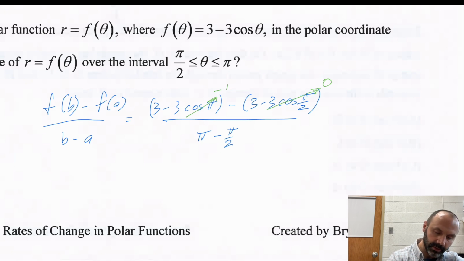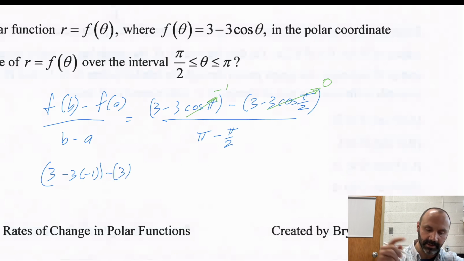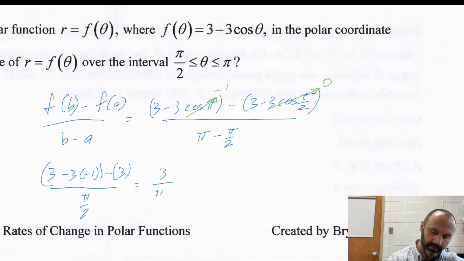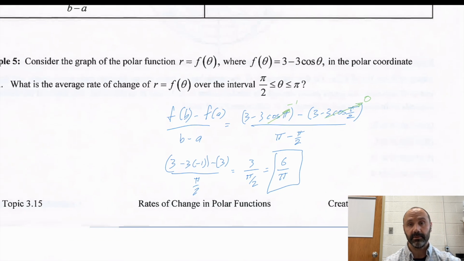So that whole term disappears, and we end up with a 0 there. So we end up with 3 minus 3 times -1. I'll put that in there. Minus 3, and then there's just that 0 there. Pi minus pi over 2 is going to be pi over 2. Simplify further. So 3, -3 minus -1, so this is 6. So 6 minus 3 is 3, over pi over 2. I end up with 6 over pi. Okay, so that is the average rate of change for the polar function on that interval.